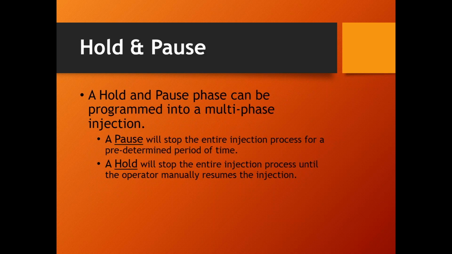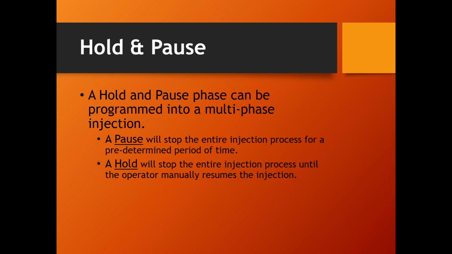Now, a hold and a pause. Let's say we have a multi-level injection, a 2-phase injection. But between phase 1 and 2, I don't want the injector to automatically go to phase 2 when it's done with phase 1. For whatever reason, I want it to chill for a second. Now there's 2 chills: hold and pause, and they're not the same thing. A pause is for a predetermined length of time.